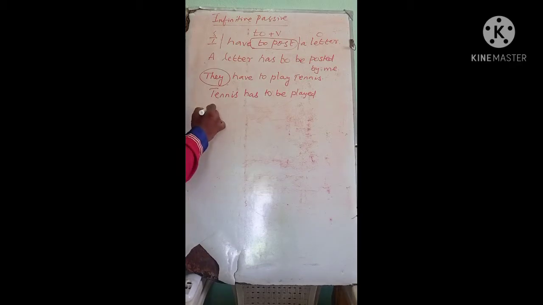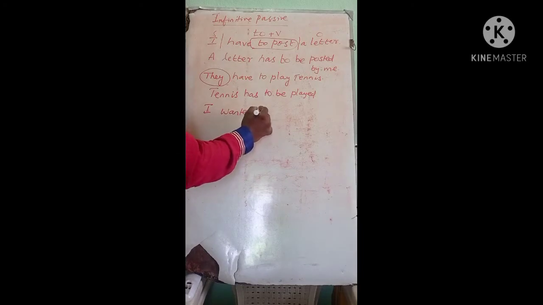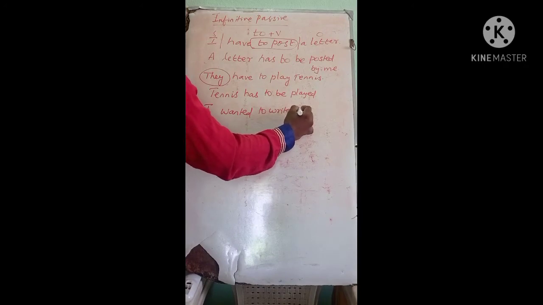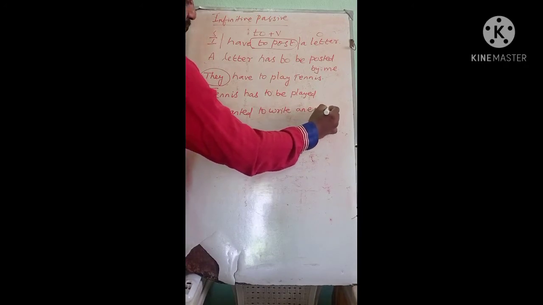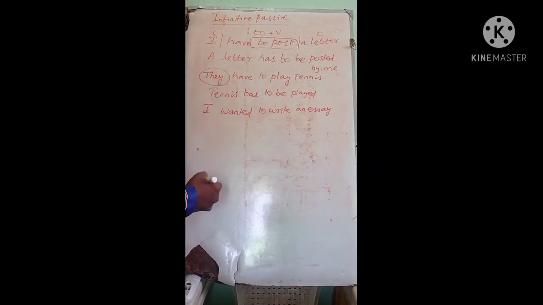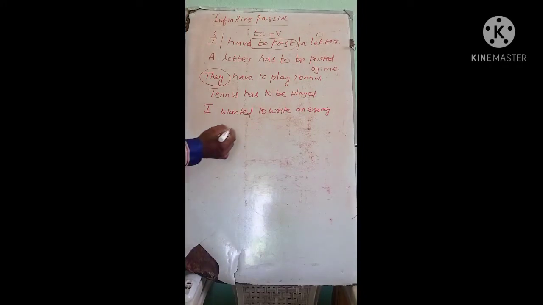See the next one. I wanted to write an essay. I wanted to write an essay. See, this is the infinitive passive.